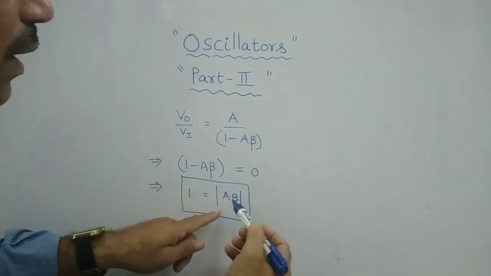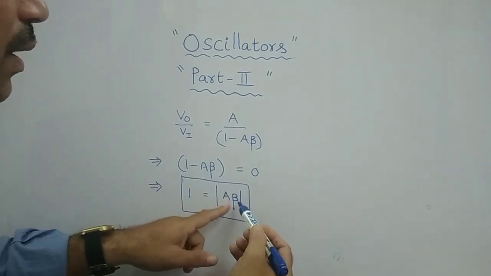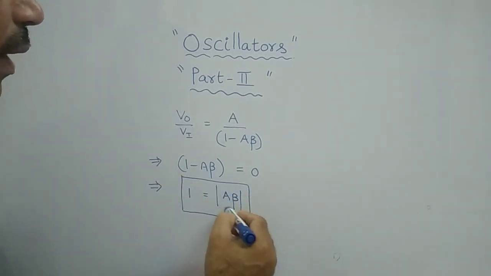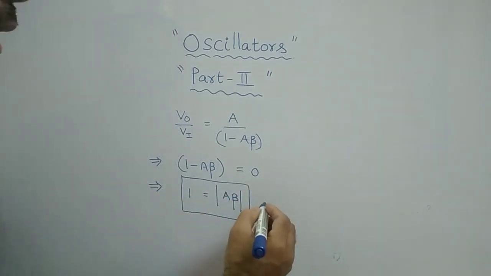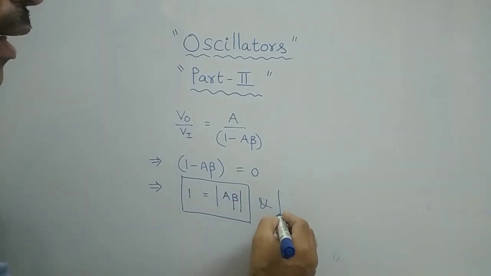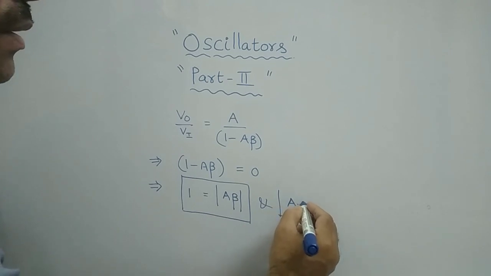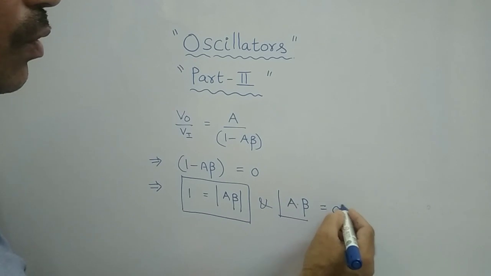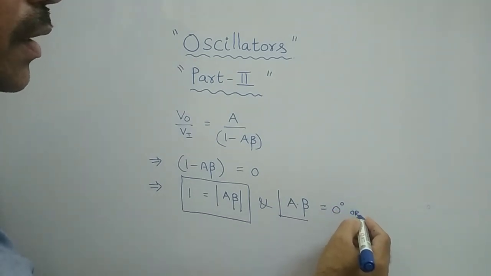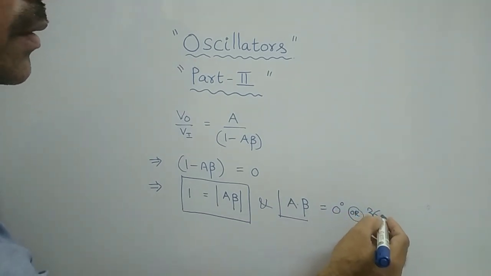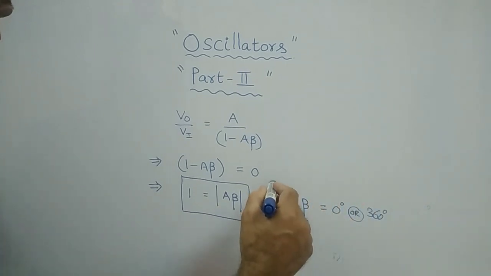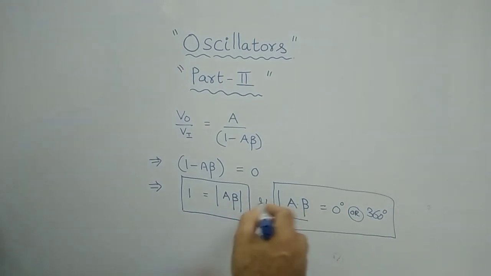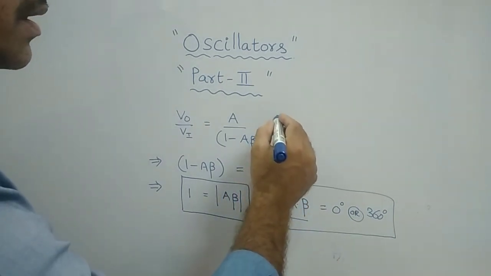Therefore the magnitude of the product A into beta should be equal to 1. And the angle of A into beta, the amplifier gain times the feedback gain, must be 0 degrees or otherwise 360 degrees. This also I explained in the last presentation. Collectively, these two conditions are called the Barkhausen criteria.